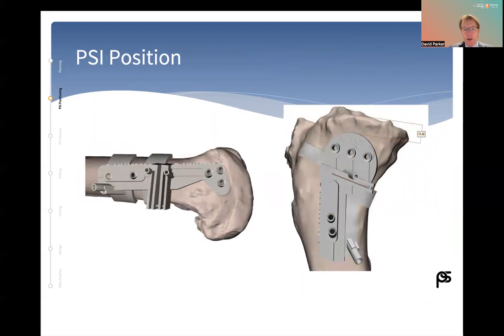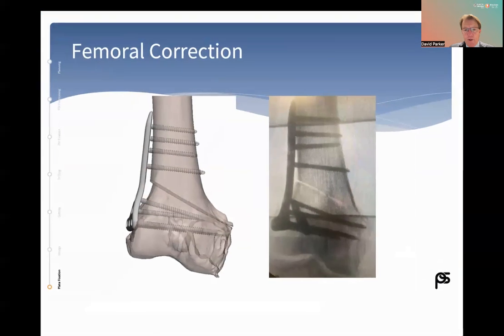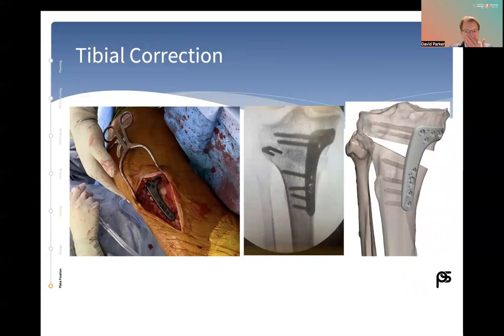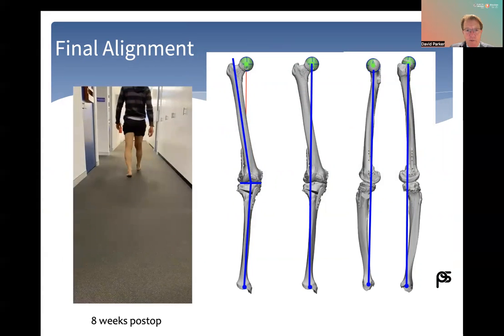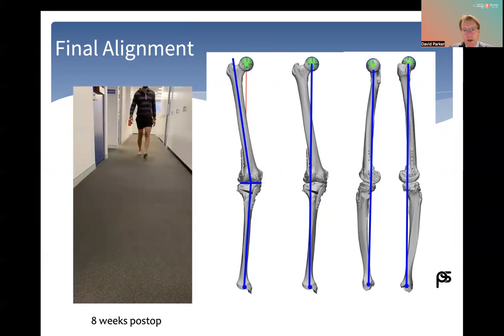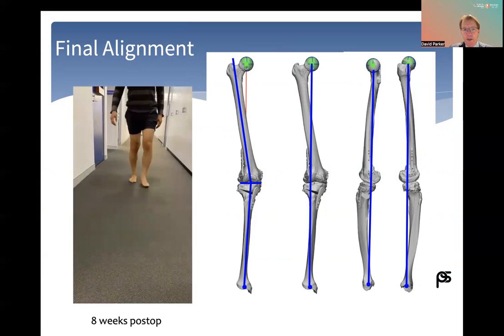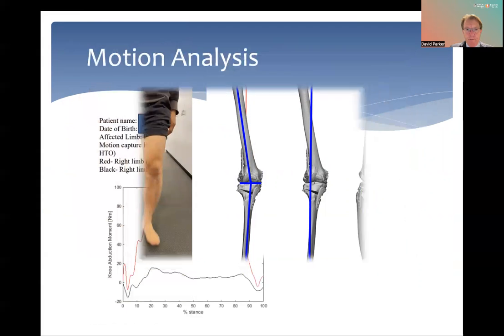So we have a PSI guide to do the closing wedge on the femur and the opening wedge on the tibia. The femur is done first, followed by the tibia. And then this is the alignment that we achieve. And this is the patient at about 8 weeks post-operatively. And we've been very happy with the alignment and the outcome that we achieved there. And we've done that, as I mentioned before, without creating a very oblique joint line.